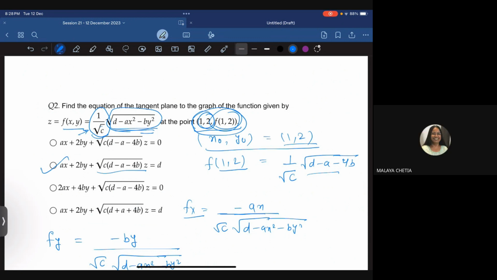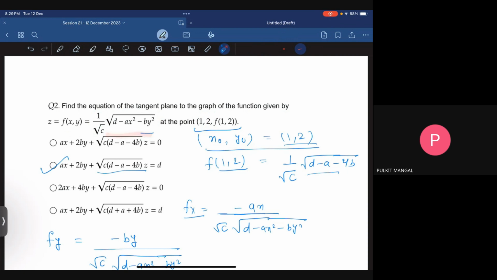Sir, can you please explain again how to find this? Okay, okay. So we need to find the tangent plane of the function f of x comma y at the point 1 comma 2. So my point x naught comma y naught here is 1 comma 2.